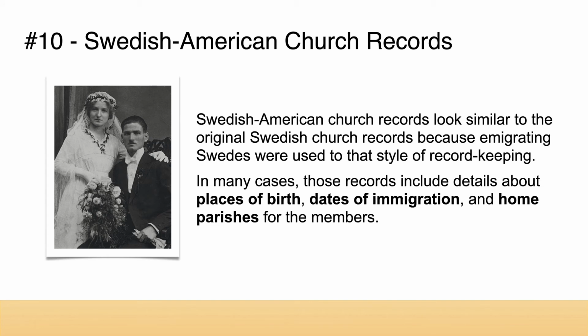Idea number 10 is Swedish American church books. These were church books from Lutheran churches in Swedish settlements abroad that kept track of people in a very similar way to how it was done in Sweden. In fact, the Swedes have always been pretty good at record keeping, and when they emigrated, they took those skills with them to their new parishes. So a lot of those books have now been preserved and digitized, and you can find many of them through sites like Ancestry or through Swedish American organizations and archives.